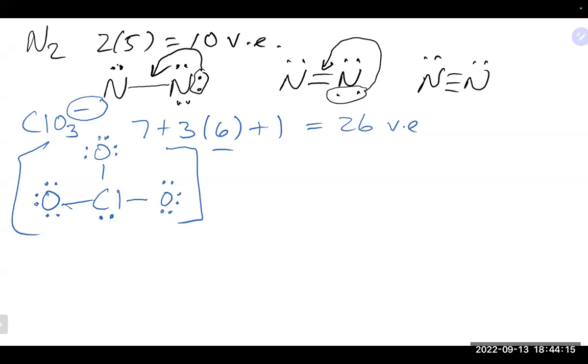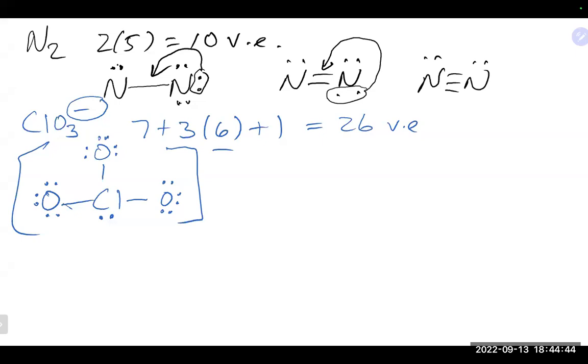Everybody's got 8 valence electrons, and we have used all 26 electrons. Any questions on that one there? Yes, sir. Could you switch the top O with chlorine? You probably would want chlorine in the middle, if that's your question. Why? Chlorine would probably be a little less electronegative than the oxygen.